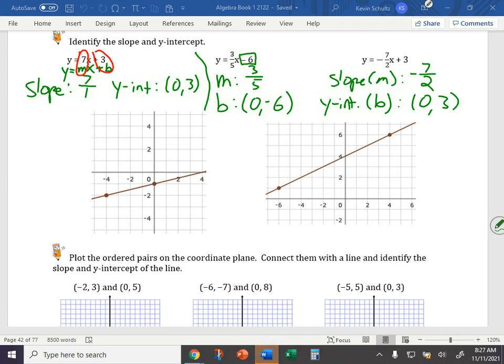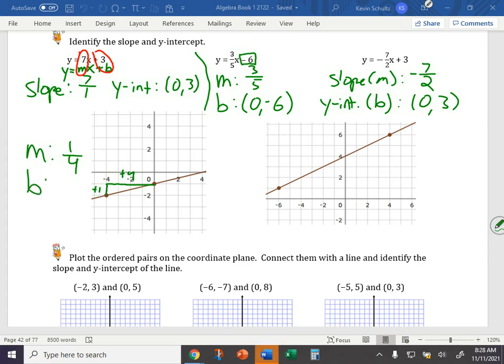0, positive 3. Okay? When you're looking at a relation in graph form, we kind of already did this in the previous objective where, if I ask you for the slope of this line, what's that going to be? Alex? 1 over 4, right? Up 1 over 4. Okay, you've done that before.